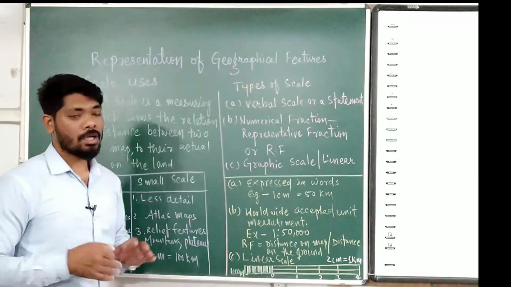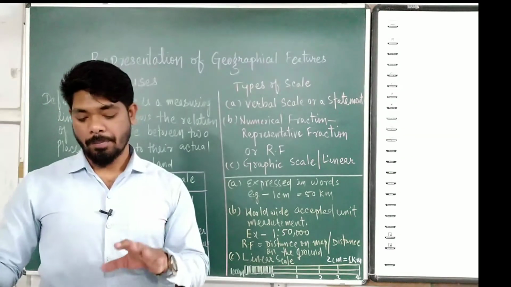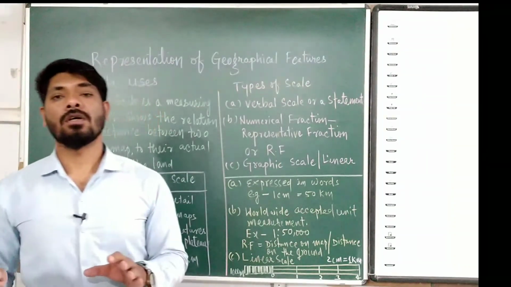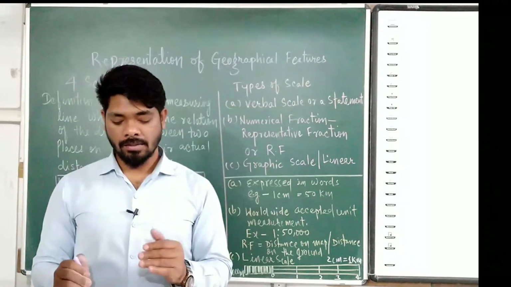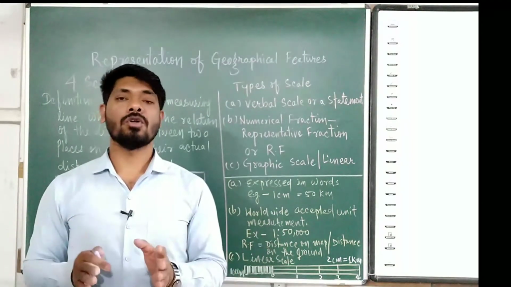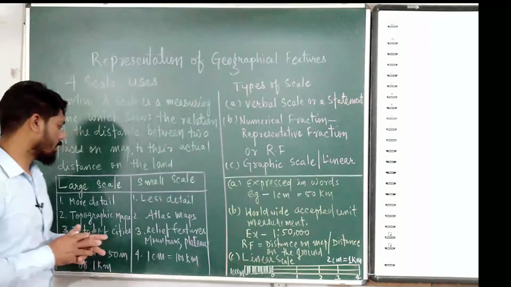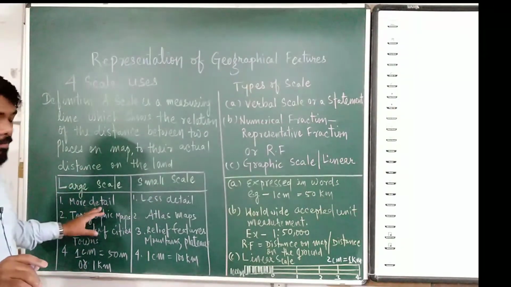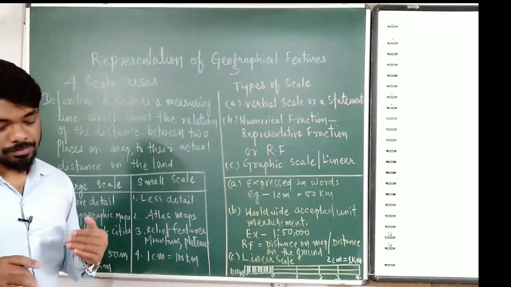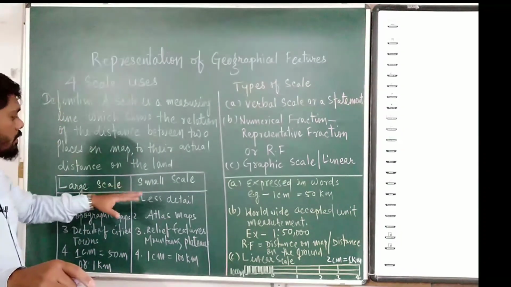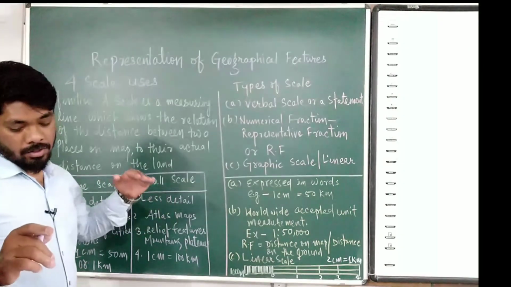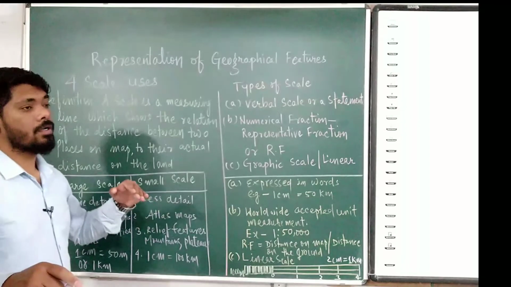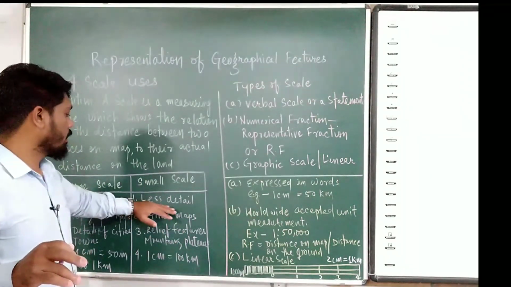There are two types of scale, and on this basis maps are prepared: large scale and small scale. Large scale means a small area is shown with more detail, and small scale means a large area is shown with less detail. In a large scale map, a small area is shown with more details. But in a small scale map a large area is shown with less detail and space. More details cannot be shown because the large area is compressed.